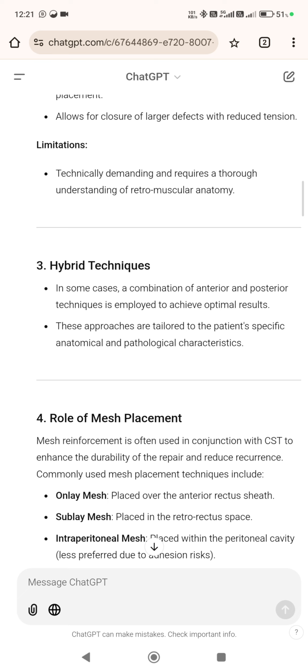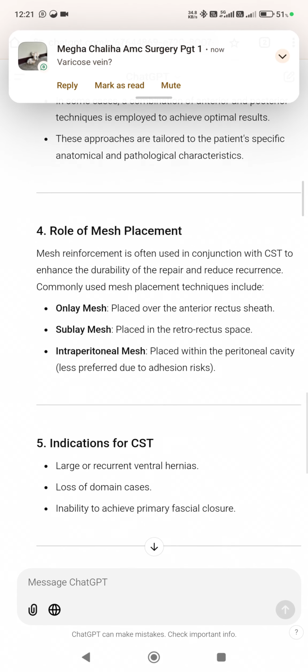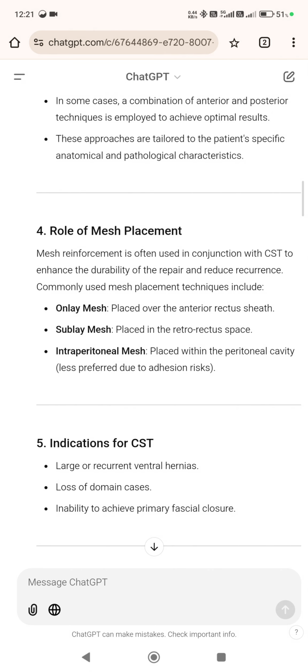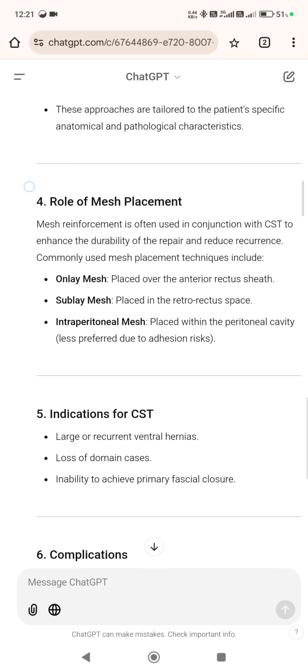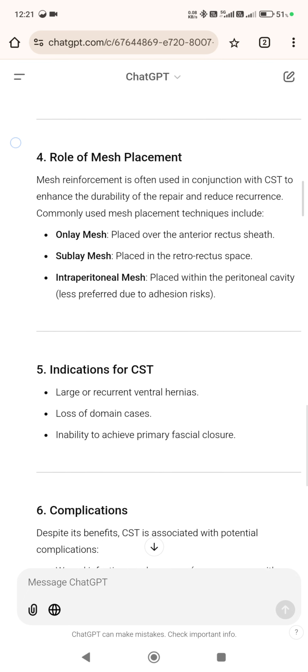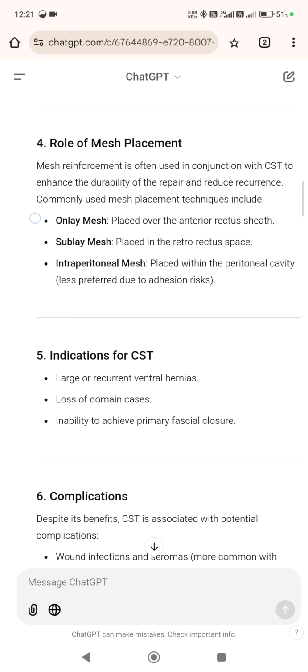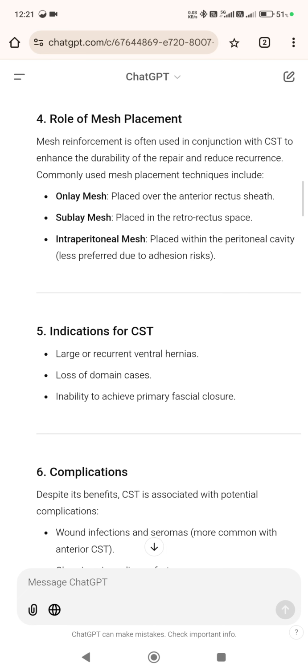4. Role of mesh placement. Mesh reinforcement is often used in conjunction with CST to enhance the durability of the repair and reduce recurrence. Commonly used mesh placement techniques include onlay mesh, placed over the anterior rectus sheath; sublay mesh, placed in the retrorectus space; intraperitoneal mesh, placed within the peritoneal cavity, less preferred due to adhesion risks.